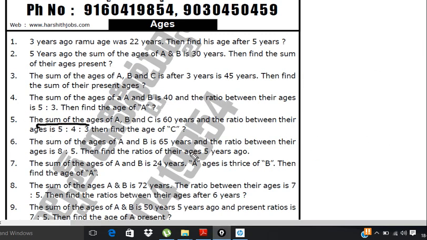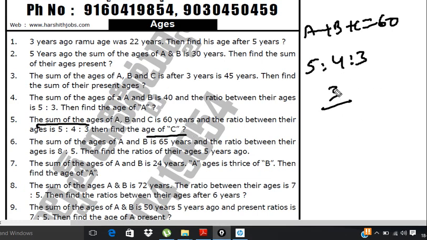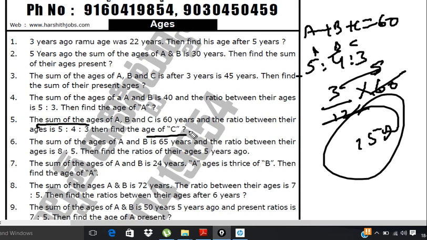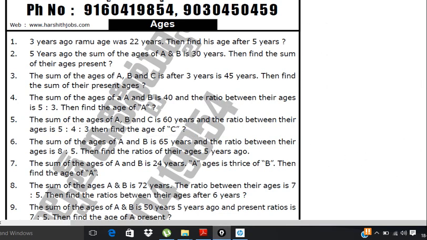Next one, the sum of the ages of A, B, C is A plus B plus C equal to 60 years. And the ratio between their ages is 5:4:3. Then find the age of C. So 3 by 5 plus 4 plus 3. This is C, this is B, this is A. So totally 12 into 60. 12 5 years, 3 5 years, 15 years. Age of C is 15 years.